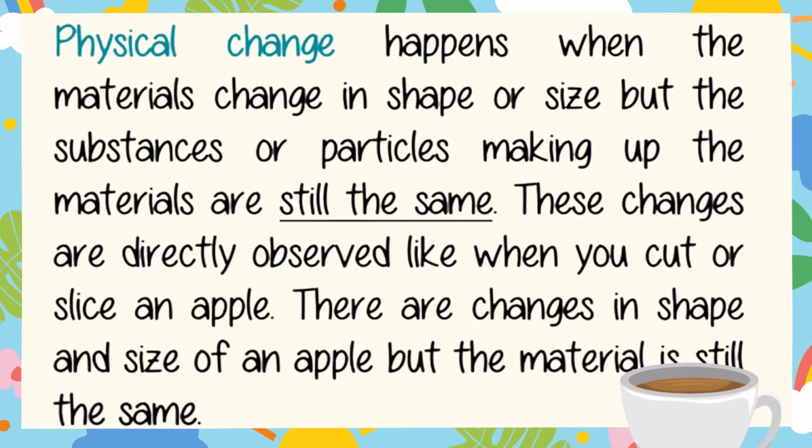Physical change happens when the materials change in shape or size, but the substances or particles making up the materials are still the same. These changes are directly observed, like when you cut or slice an apple. There are changes in the shape and size of an apple, but the material is still the same. Physical changes come in many forms.